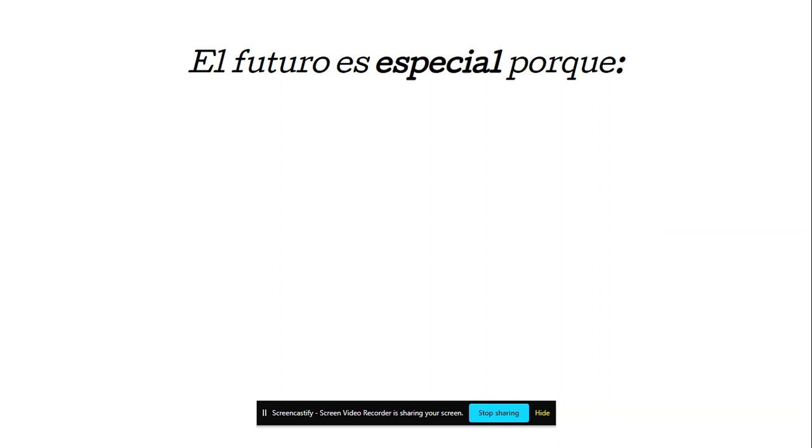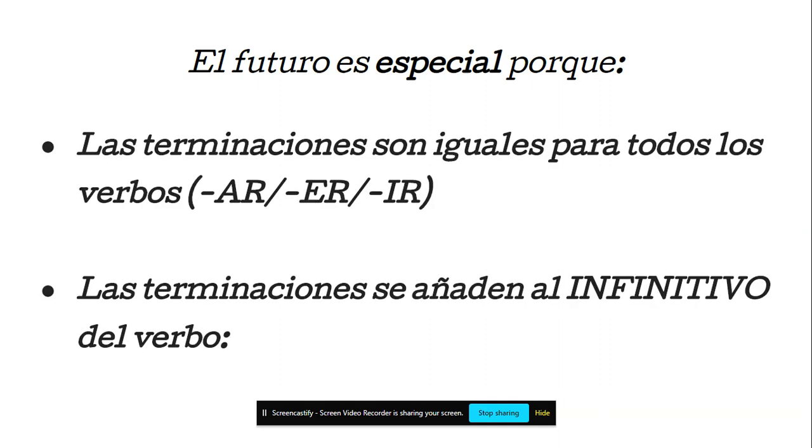Pero el futuro es especial porque, primero, las terminaciones son iguales para todos los verbos, AR, ER y IR. Now, this is unique. It's the same ending for all the verbs, whereas in present tense, for example, we would have said like hablas and comes. So those are already different. You have an es ending or an as ending or vivimos, and that has an I in it. So they were different for all of the verbs. But for this one, they're all the same. You only have to learn one set of endings.